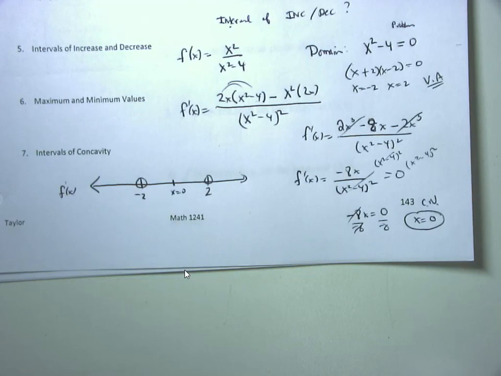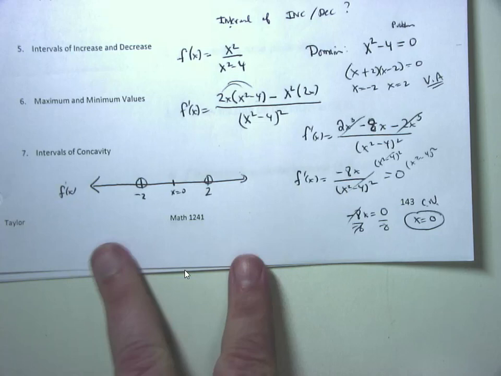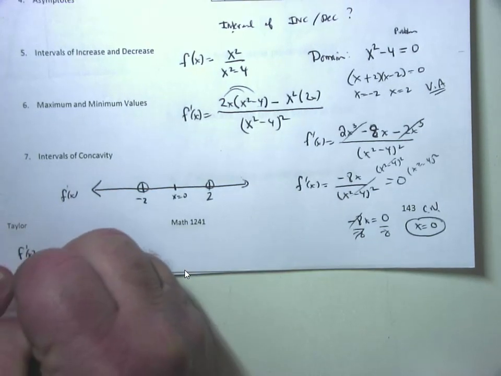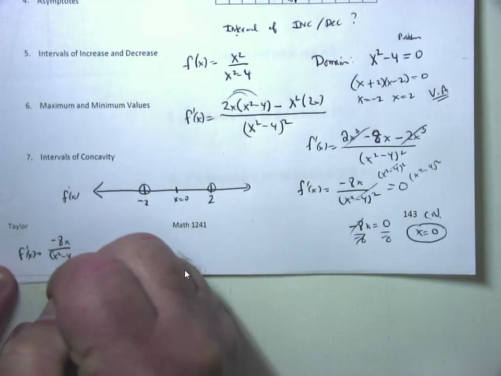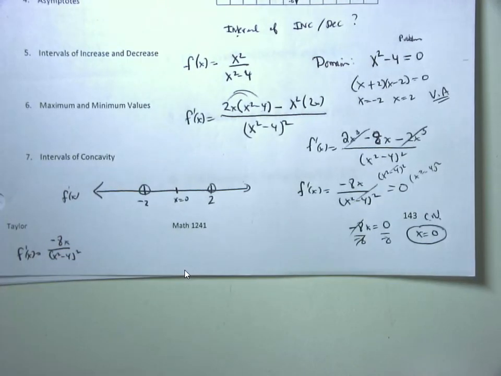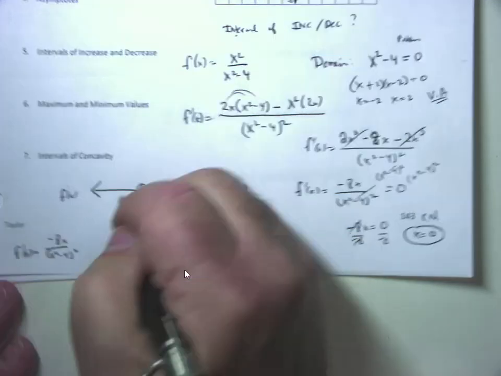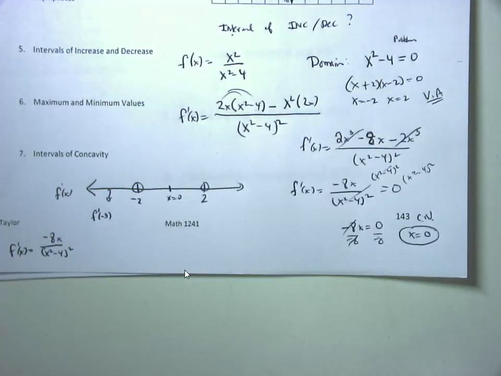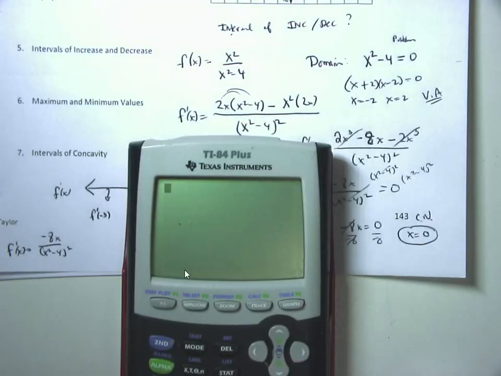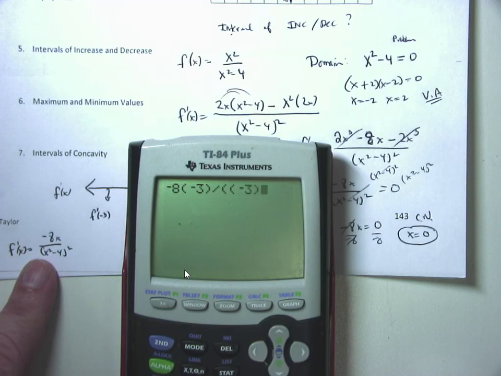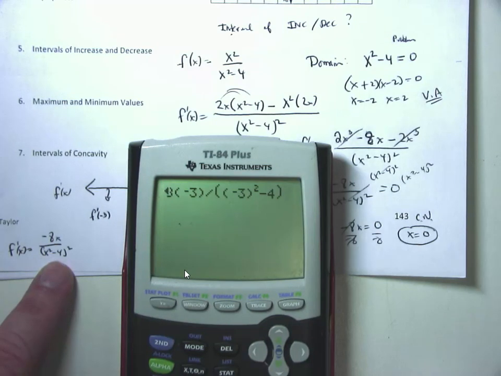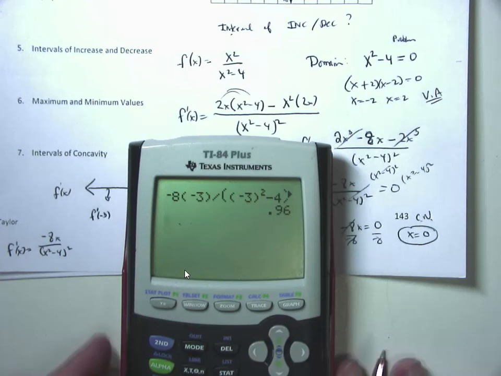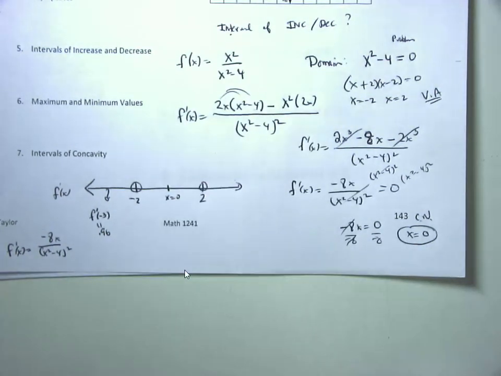So now to find intervals of increase and decrease, there's my number line. Here's my derivative, negative 8x over x squared minus 4 squared. And now we're going to do test values. Pick a number less than negative 2. Negative 3. And I'm going to plug it into my first derivative. I've got my handy dandy calculator right here ready. So let's do that. Negative 8 times negative 3, divided by negative 3 squared minus 4, all squared. 0.96. I don't care what the number is. What's the sign of it? Positive.